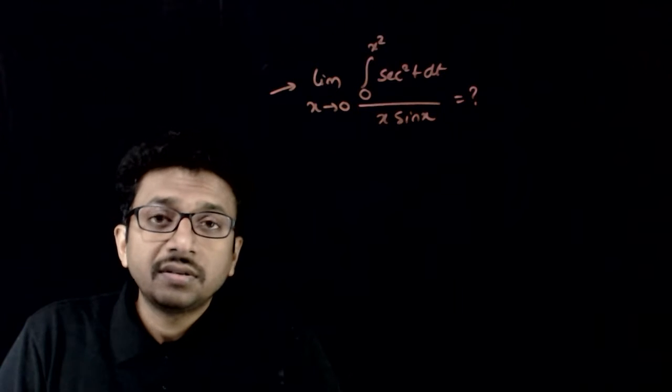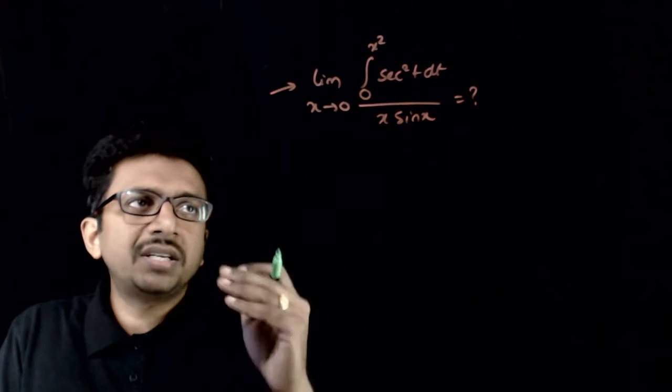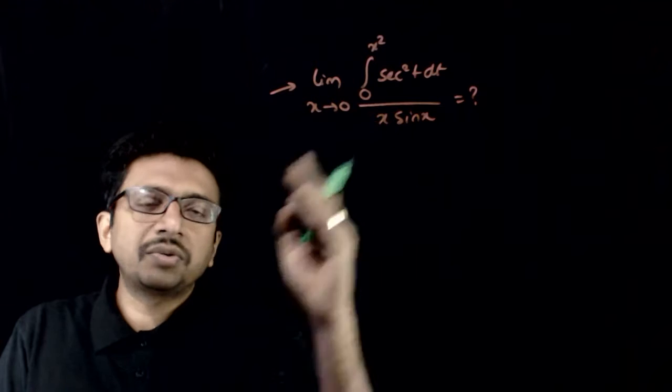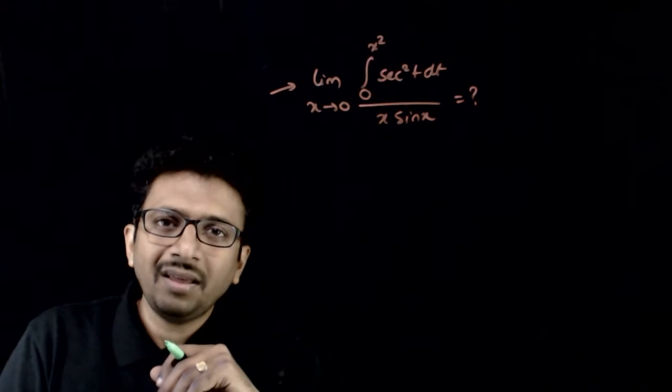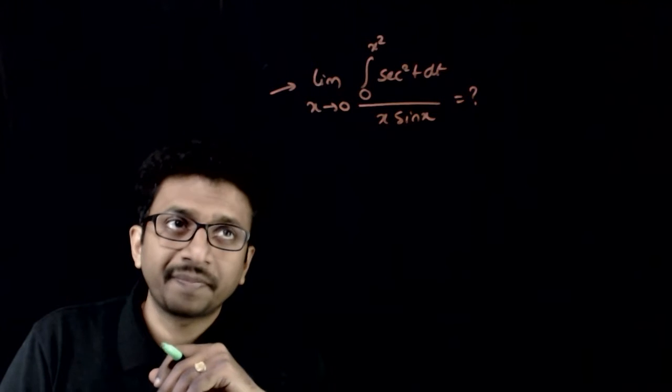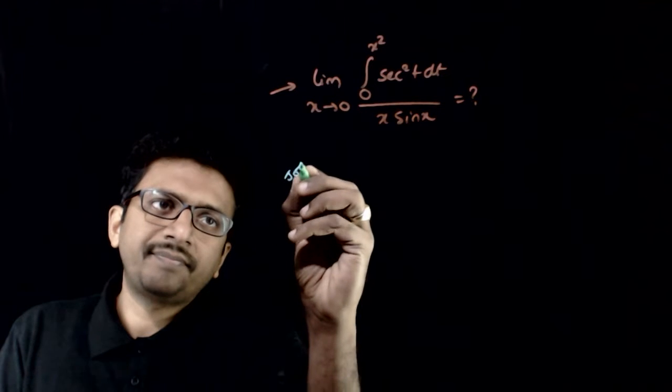So welcome students. In this question you are asked to find the limit as x tends to 0 of the integral from 0 to x square of secant square t dt, divided by x sin x.